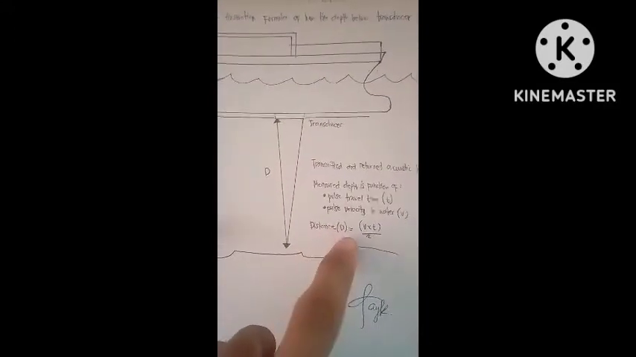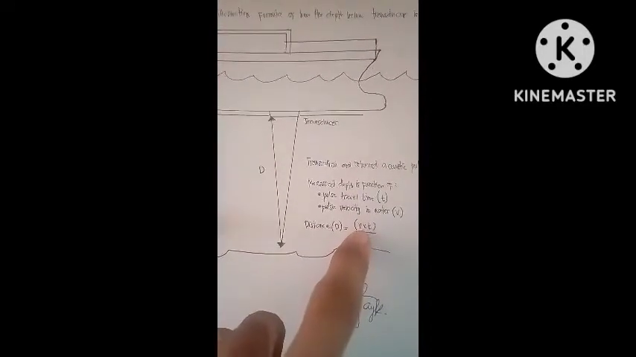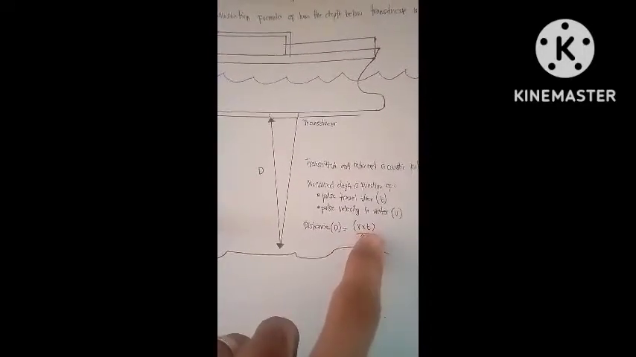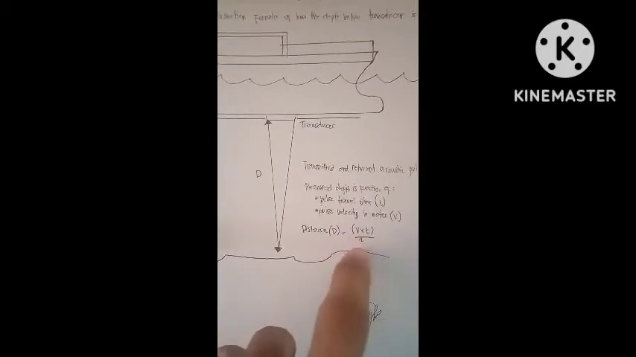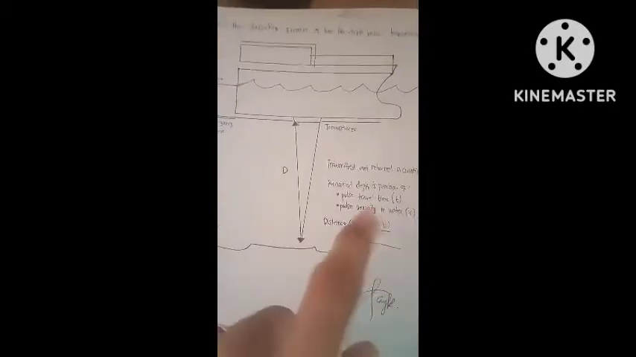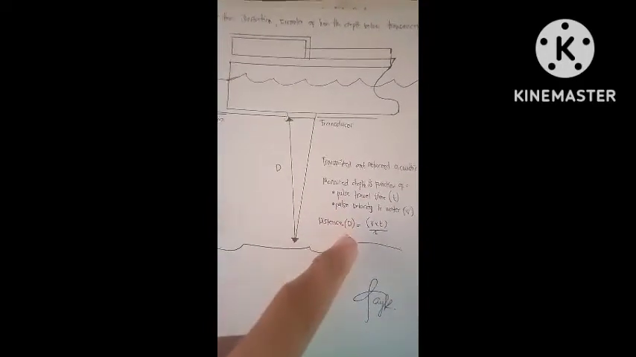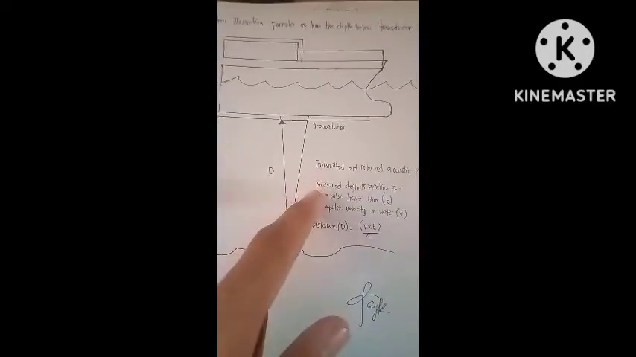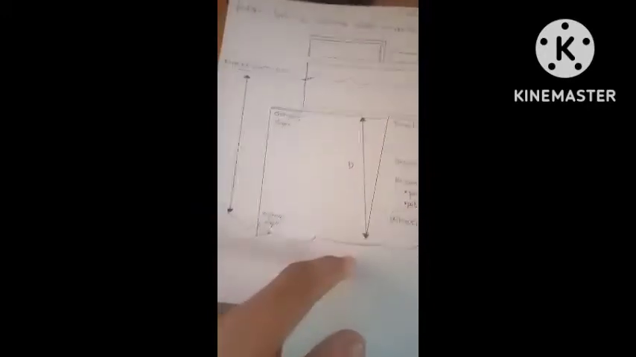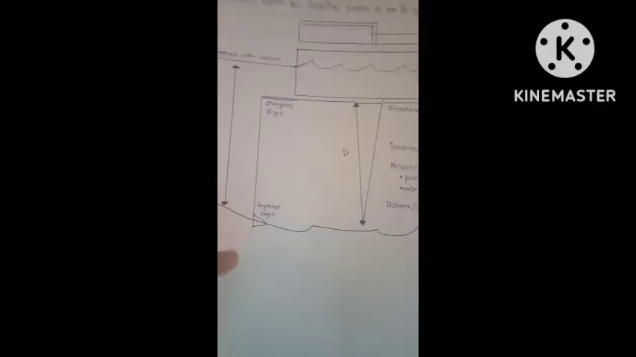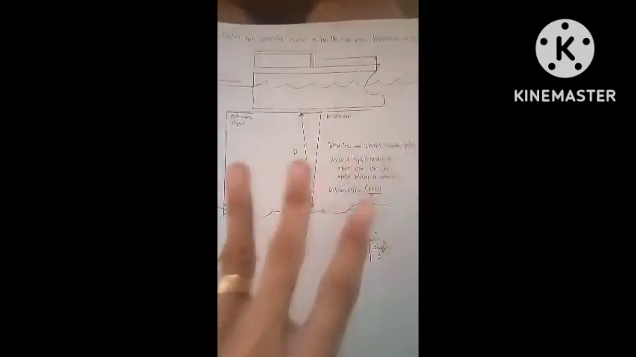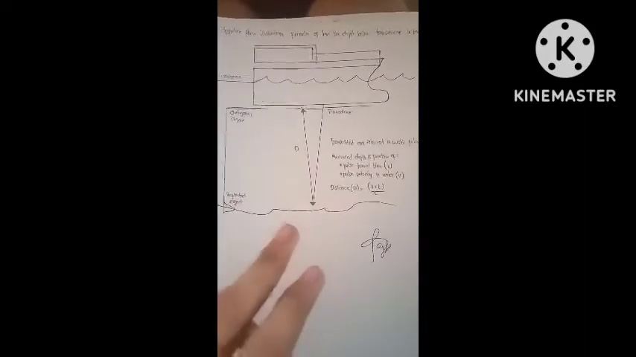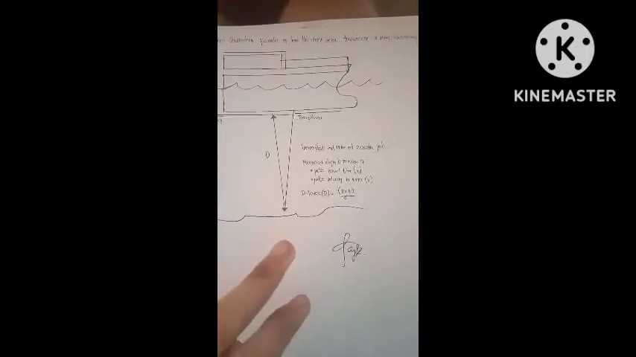So distance equals v times t, or velocity times travel time, over 2. This is the outgoing signal, the reflected signal, and the reference. So this is how the depth below the transducer is calculated.